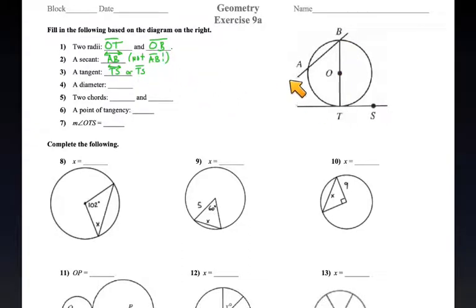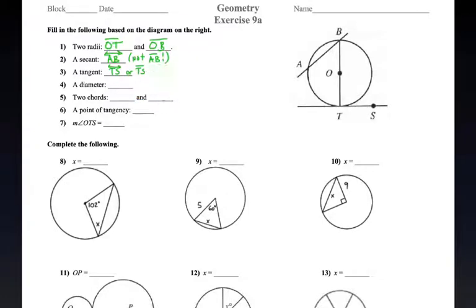A secant is the line that goes through here. It's a line, not a segment, because that would make it something else. The tangent intersects the circle at exactly one point. That's this one, point T. And so the tangent is line TS. You can name that a ray or a segment. It doesn't really matter how long it is.